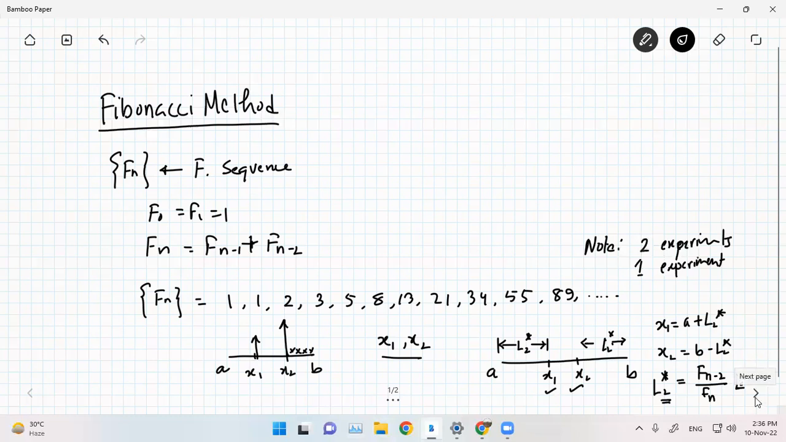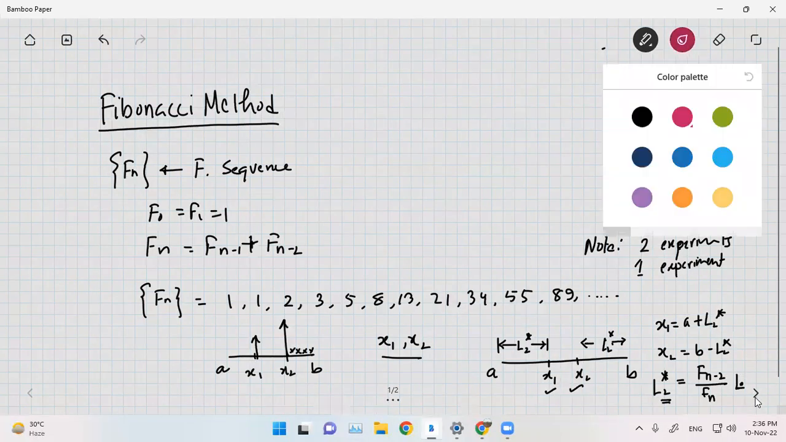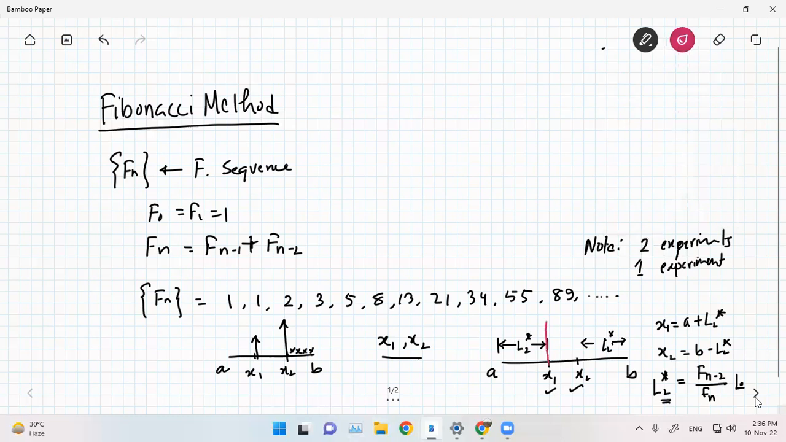Now, once we have these two values, the next procedure will be very simple. Find out the function value at these two points, and if it is a minimization, then one side would be discarded. So this is how we have to proceed until the next value arrives. Now, what will be the value of L2? L2 value will be basically the previous one, that is L0 minus L2 star.